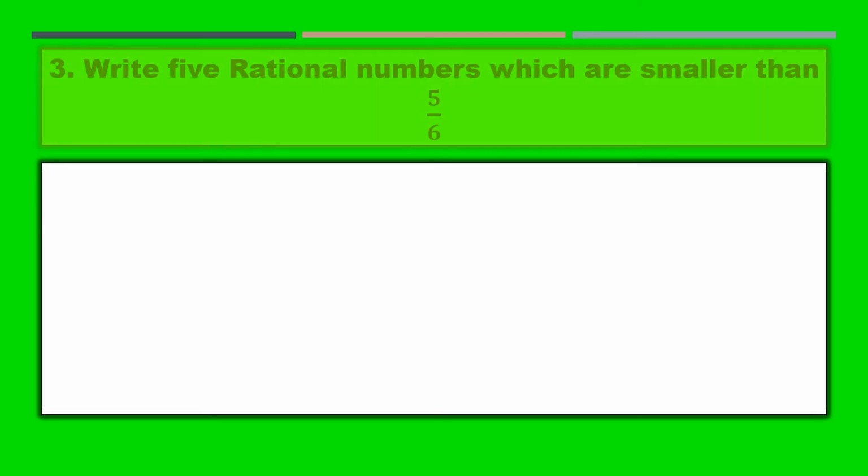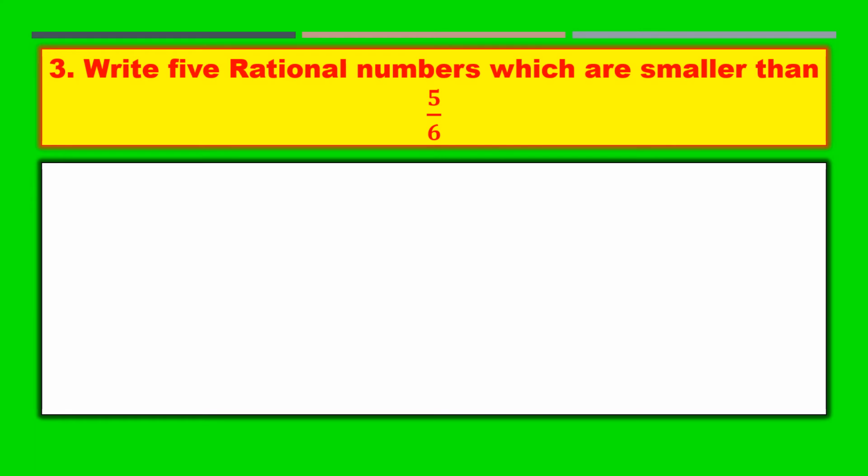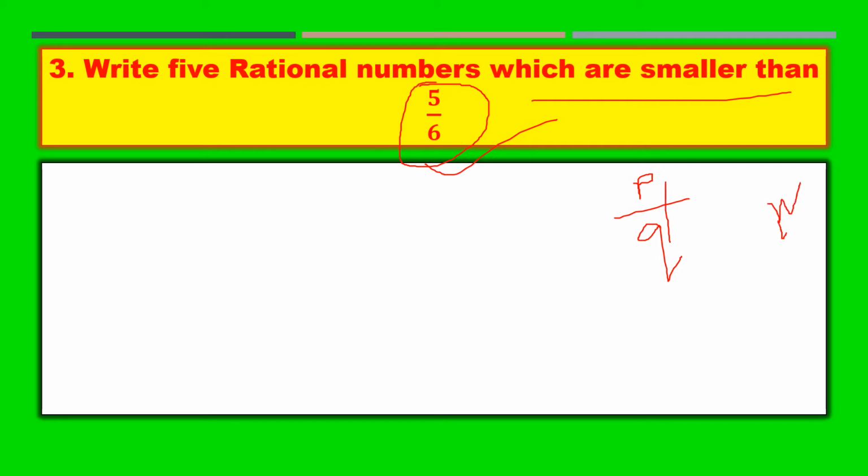So here is your next problem. Write 5 rational numbers which are smaller than 5 by 6. Simple. You should write 5 rational numbers, means you should write in P by Q form, which are less than 5 by 6. You can write other numbers also, not only this P by Q form, you can write natural and whole numbers also, but he asked smaller than this 5 by 6, means you can write numbers smaller than this 5.